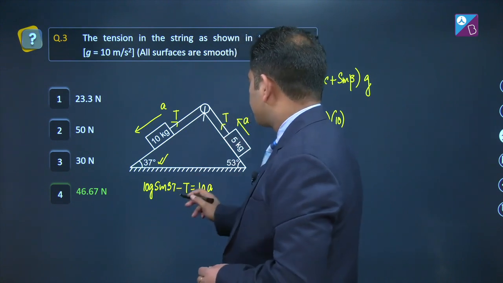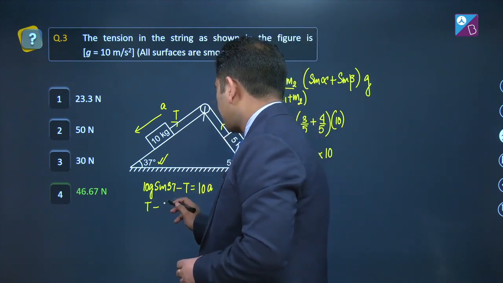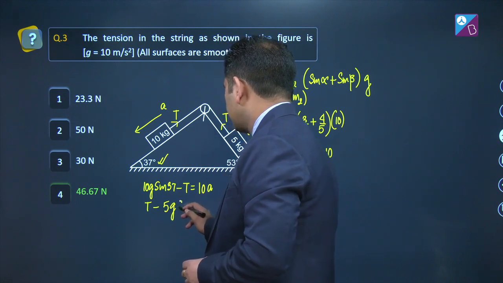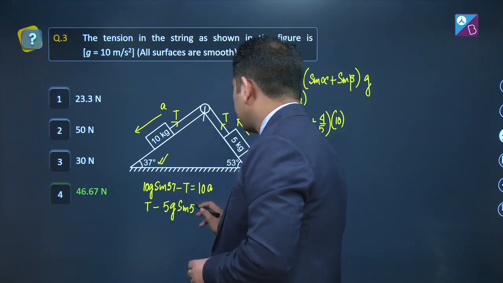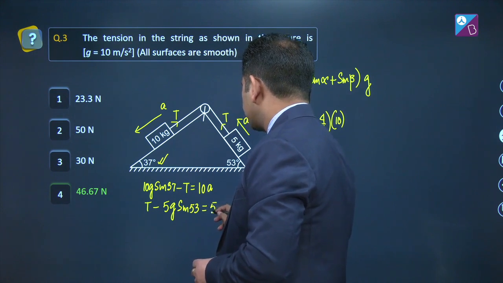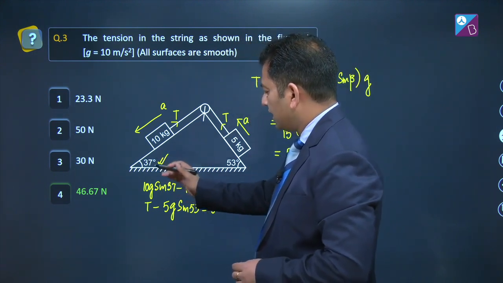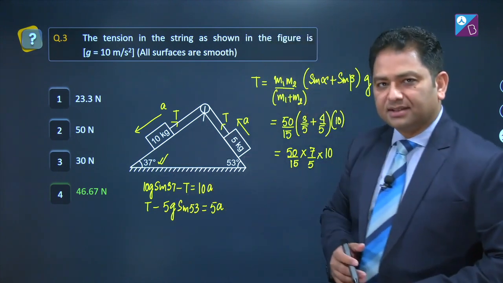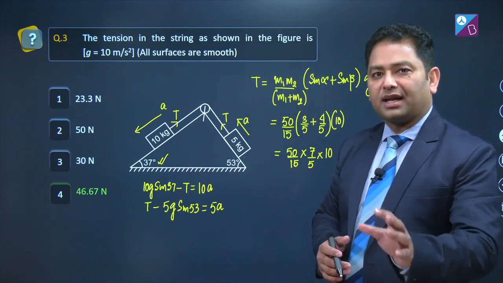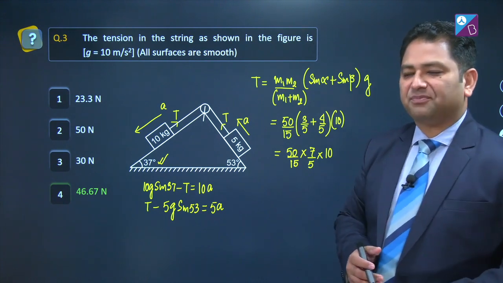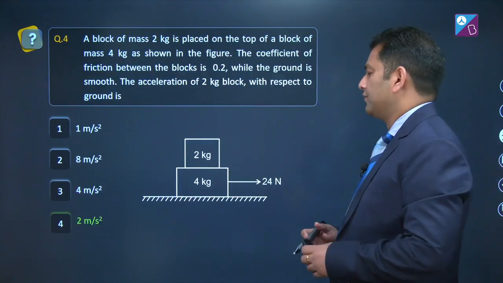तो इसके लिए equation क्या बनेगी? t minus of 5g sine 53 will be equals to 5 times acceleration. Now all you have to do is that divide equation 1 by 2. Acceleration cancel out हो जाएगा. You will be able to calculate the value of tension. Let's go for question number 4.